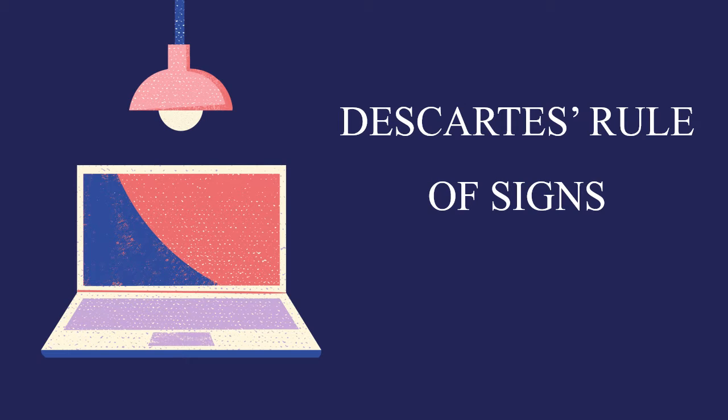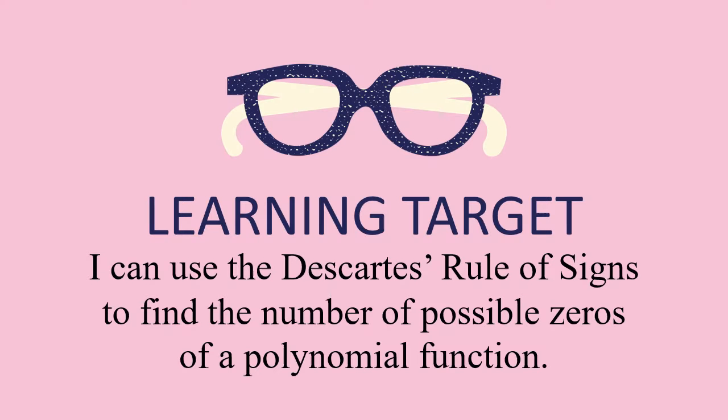Hello everyone. So for our topic for this video, we have Descartes' rule of signs. Here is our learning target for this video: I can use the Descartes' rule of signs to find the number of possible zeros of a polynomial function.